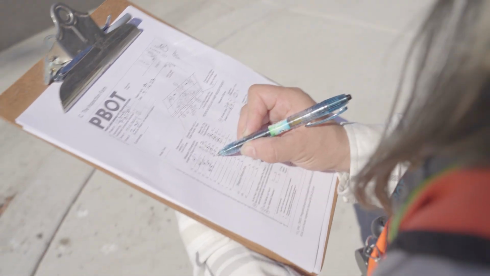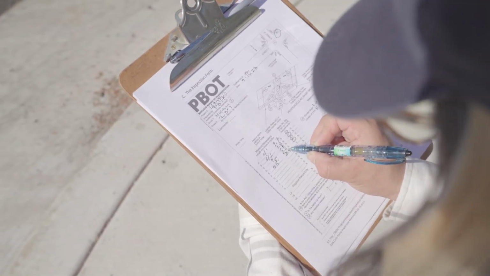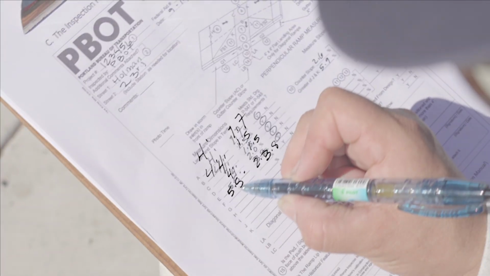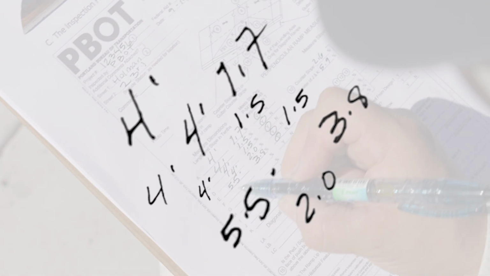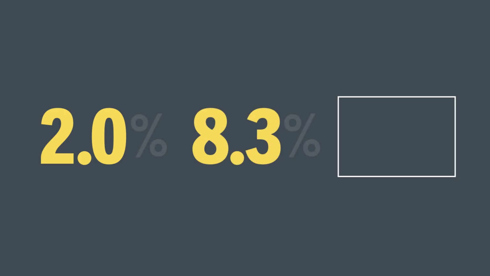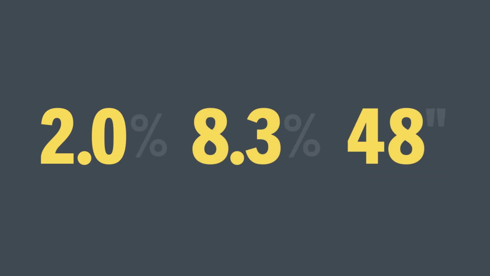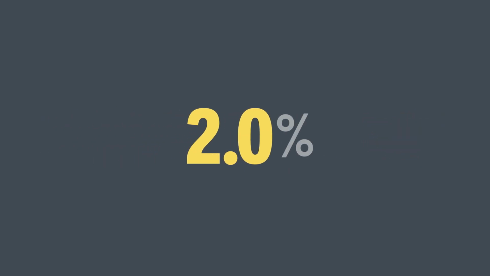But let's start with the bad news. A lot of these guidelines are about numbers. But the good news is that you'll get most of the way there by memorizing just 3 of them: 2.0, 8.3, and 48. So let's start with 2, or actually 2%.